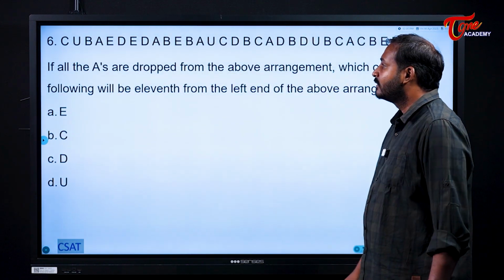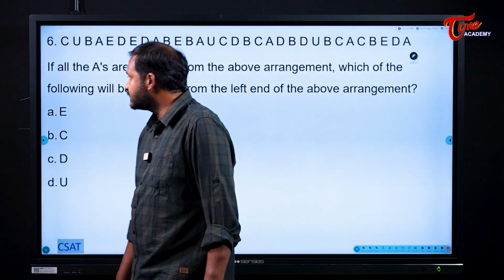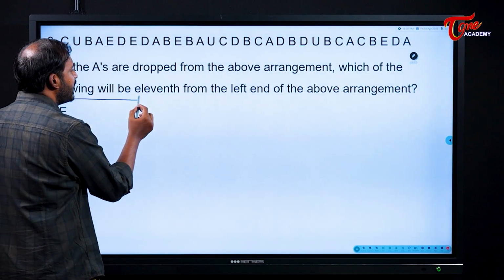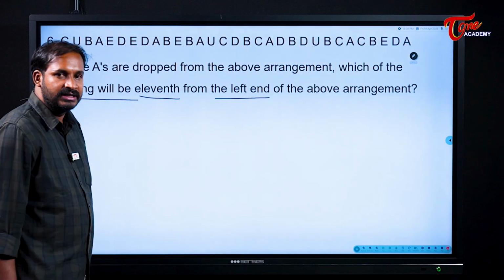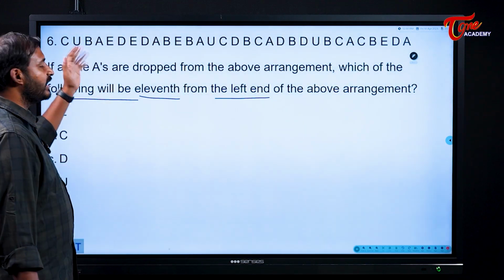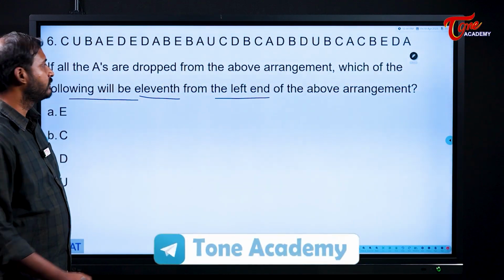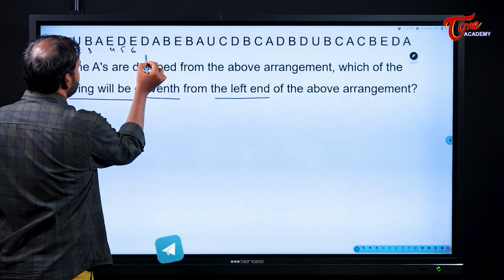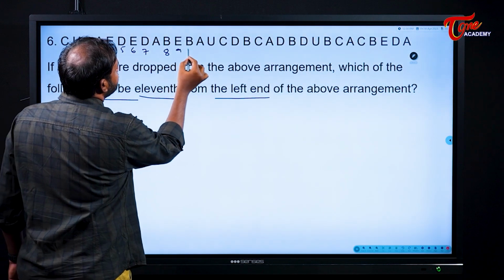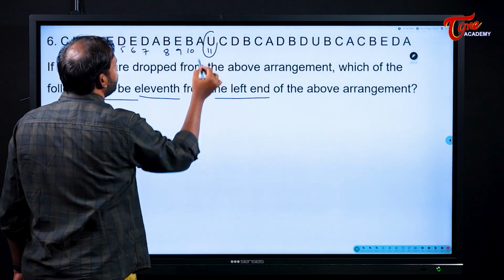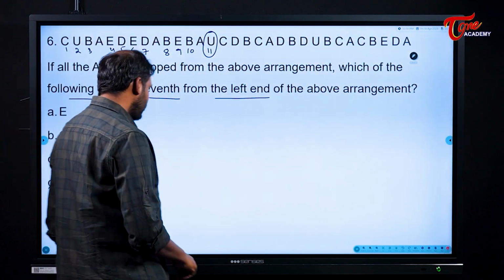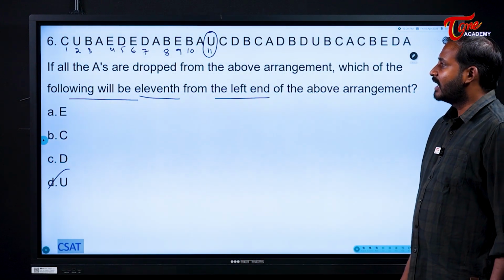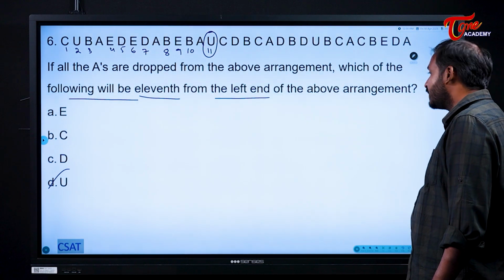Next one. Okay, they have given us something like this. If all the A's are dropped from the above arrangement, which of the following will be the 11th from the left end of the above arrangement? Simple, students. Simply leave the A's and count the 11th one. So 1, 2, 3, 4, 5, 6, 7, 8, 9, 10 and 11. What is the 11th alphabet for us? U. Our answer will become U here. Simply we will drop the A's, that's it, and we will count the remaining ones. So the 11th one will become U for us.